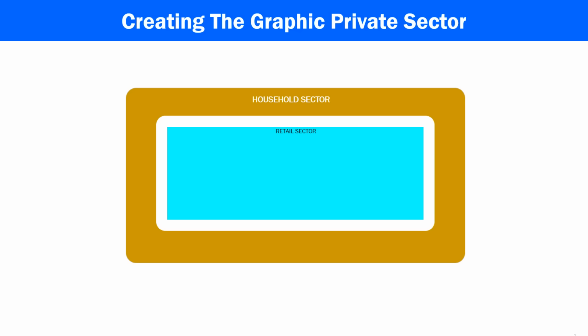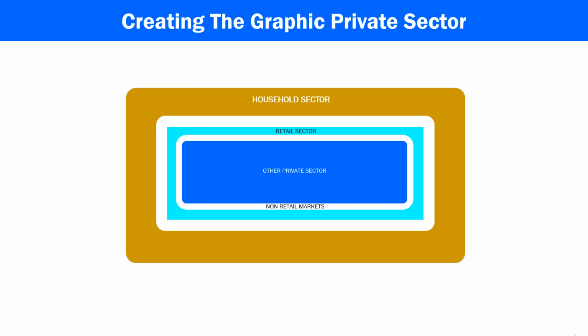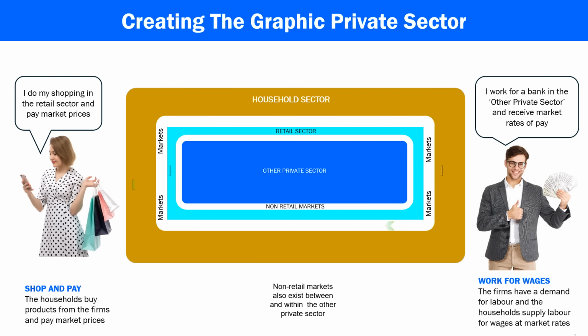Creating the graphic private sector. In this illustration, we create the graphic private sector with a circulating series of marketplaces, where supply and demand are pertinent. The dark tan household sector is on the perimeter and the retail firms in light blue on the first inner rectangle. This continuous gap between households and firms is the market conduit where transactions take place. The darker blue shape indicates other private sectors such as agriculture, mining, imports, exports, universities, services and so forth. The white border around this is for the non-retail markets.